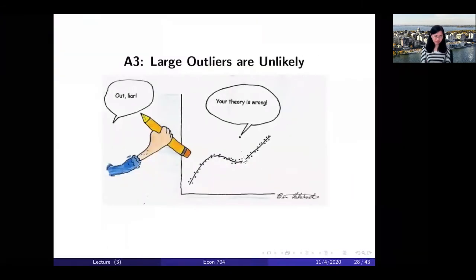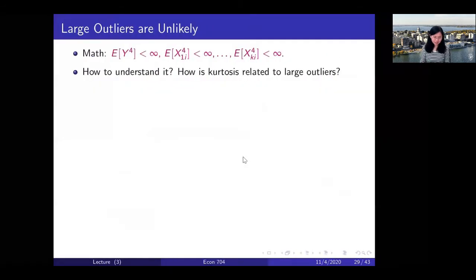Now, the third assumption is about how likely large outliers are. So we assume that large outliers are not very likely. What does that mean in mathematics? That actually means the finiteness of the fourth moment of all the variables, of the x variables and of the y variable. So the x variables and the y variable are assumed to have finite fourth moment.